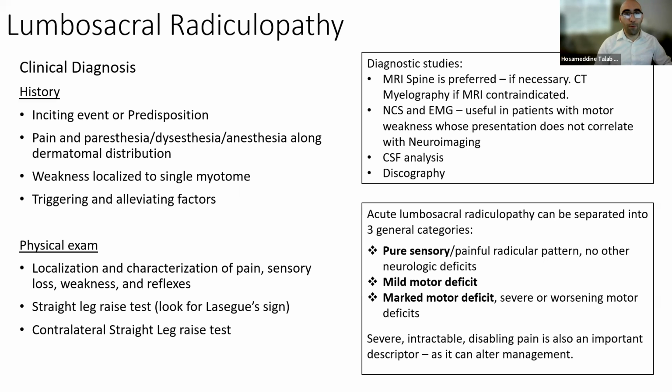Now, moving on, as we said before, we want to do a history and a physical to diagnose lumbosacral radiculopathy. After ruling out our red flag features, we need to consider the components of the history and look for certain physical exam findings. These include an inciting event or predisposition, like a history of cancer, or a patient who was lifting heavy boxes in the garage. We should also look for pain and paresthesias in a longitudinal distribution, weakness localized to a single myotome, and triggering and alleviating factors. For example, if a patient has relief when they're sitting down or hunched over, that can point to spinal stenosis as opposed to lumbosacral radiculopathy.